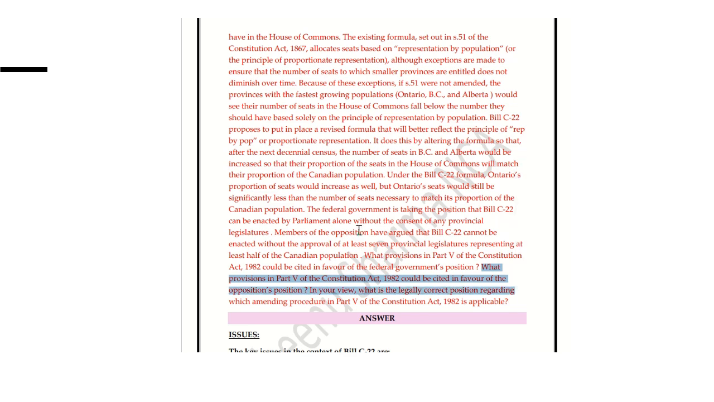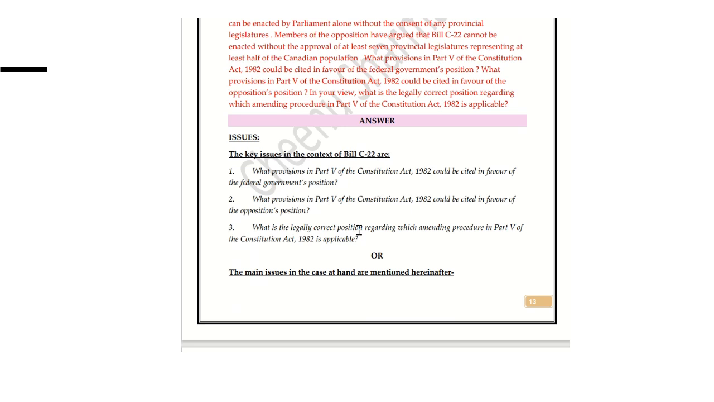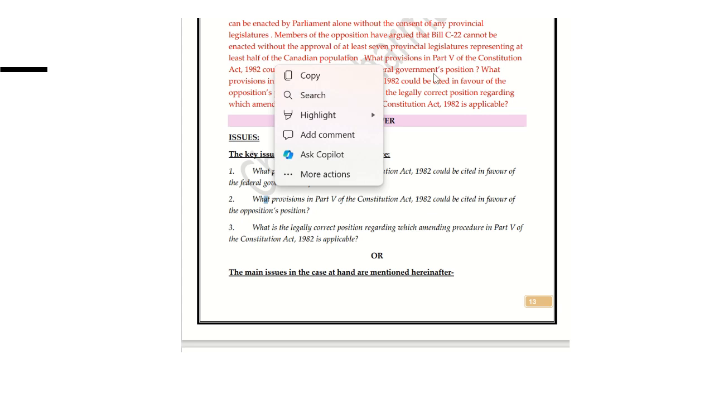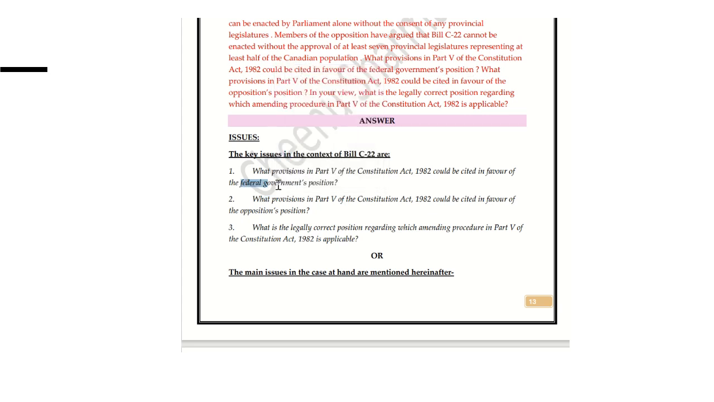So we have to cite all the important sections. The issues are, firstly, what provisions of Part 5 could be cited? Then, on the federal government's position, you have to analyze based upon two opposing views. On one side, you will say that the federal government can justify its position as per this section. On the other hand, you can say that the opposition parties, the provinces, can justify their position by citing this section. Then in conclusion, you have to bring the correct position regarding which amending procedure has to be followed.